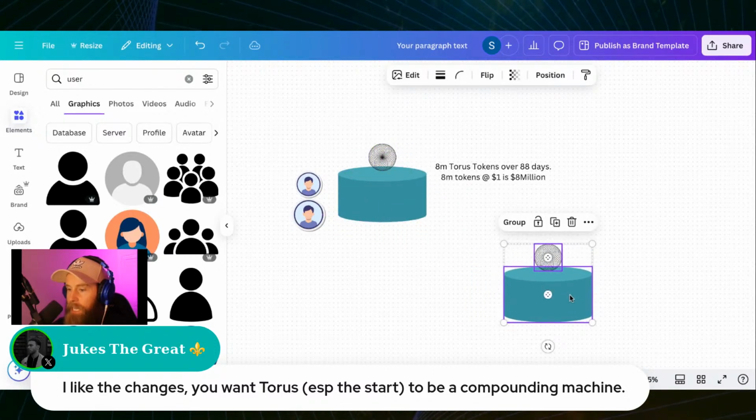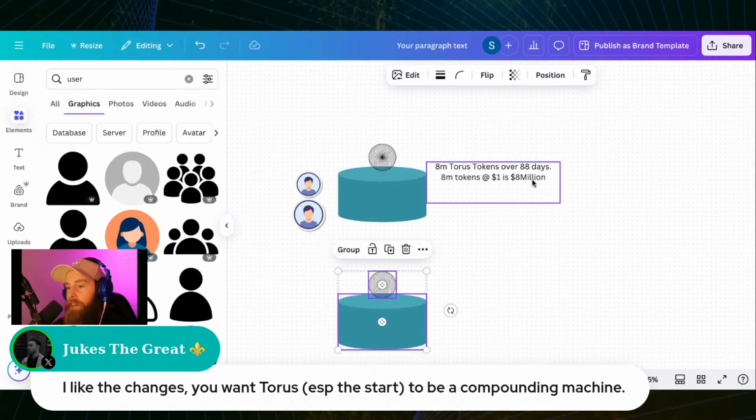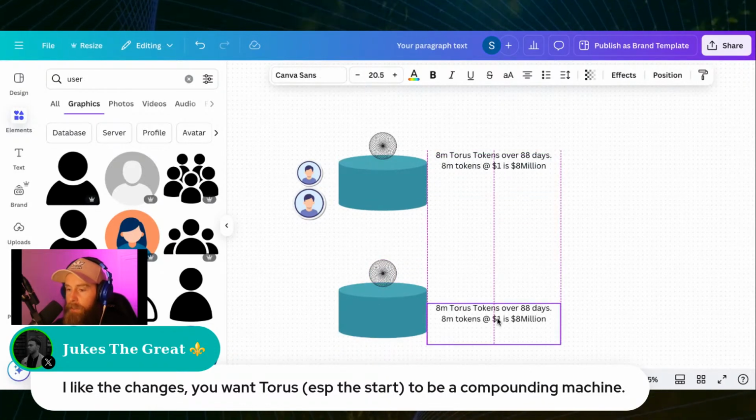But now, let's say the first 88-day period closes, and the second 88-day period opens up. Now, let's say another 8 million. It's not quite this. It's going to be less the second time around, because there's difficulty measures within TORUS that always make it a little more difficult to acquire the tokens and create them. So let's say, though, it's another 8 million tokens that are here.